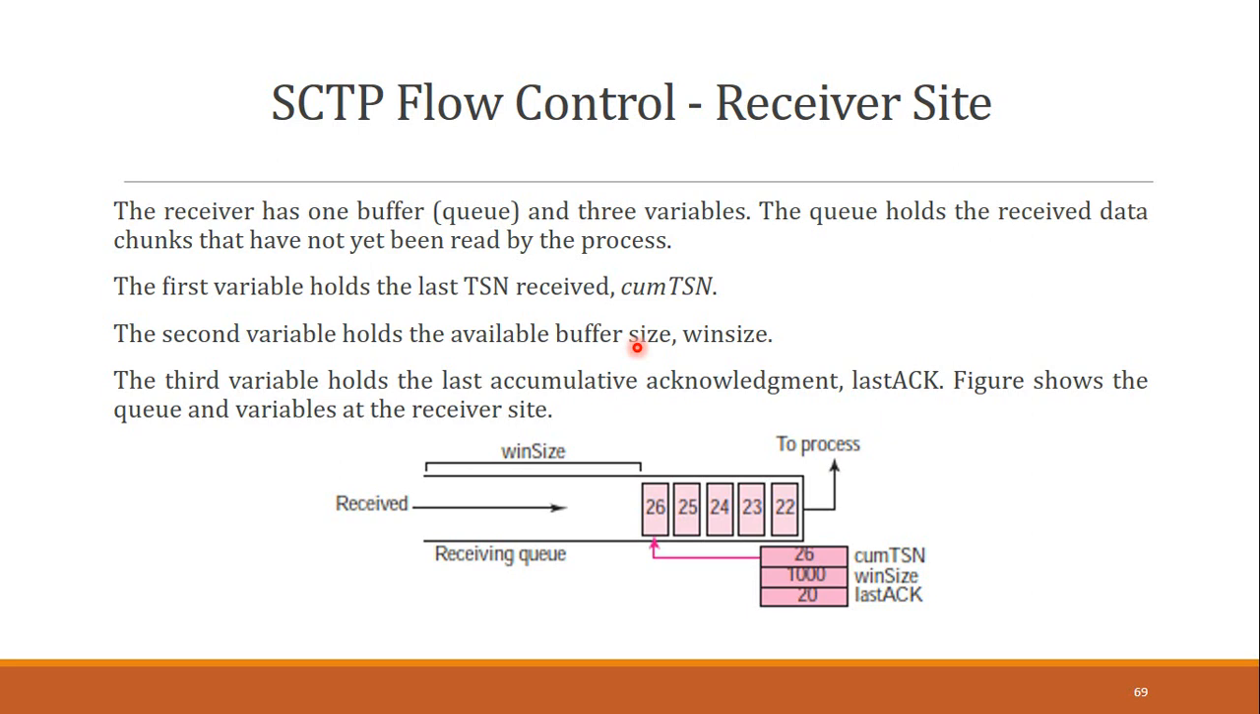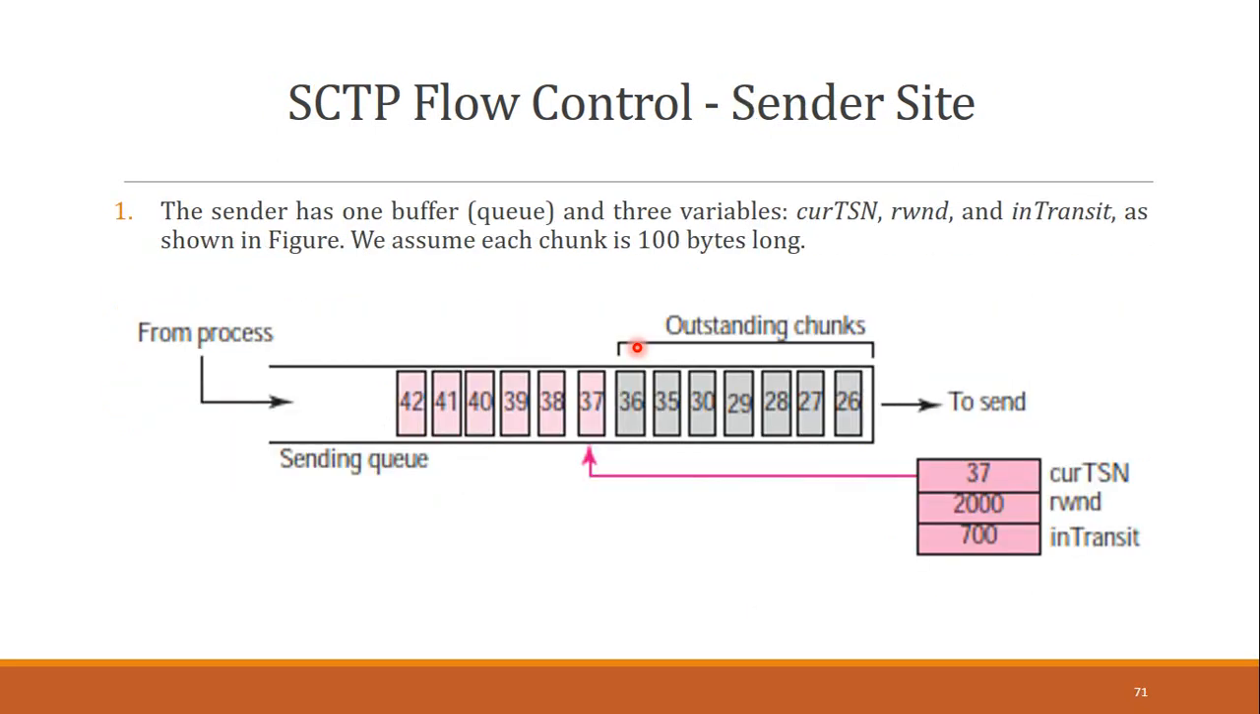If it is less than the cumTSN, it sends a SACK with a cumulative TSN number equal to cumTSN. It also includes the value of window size, winSize, as the advertised window size. Now the value of lastAck is then updated to hold the value of cumTSN. Next we'll move on to the sender side, which is over here.